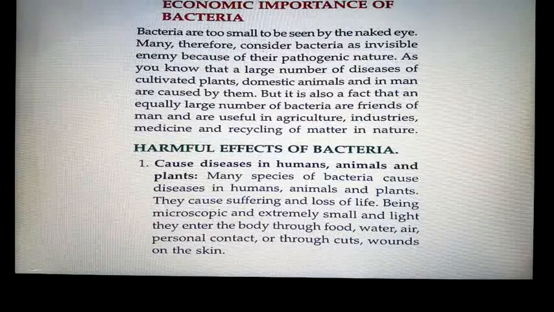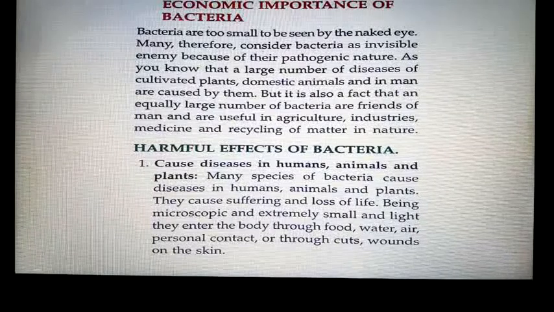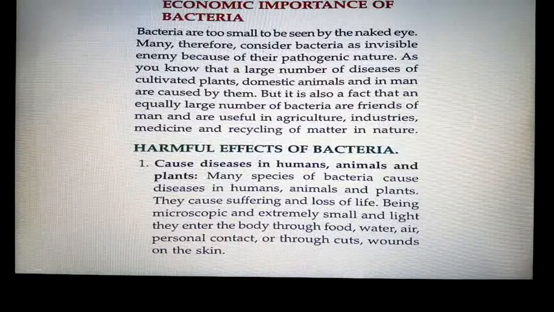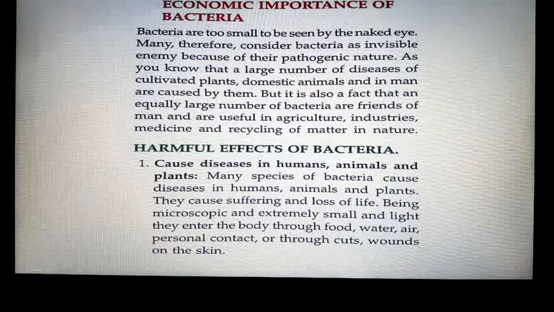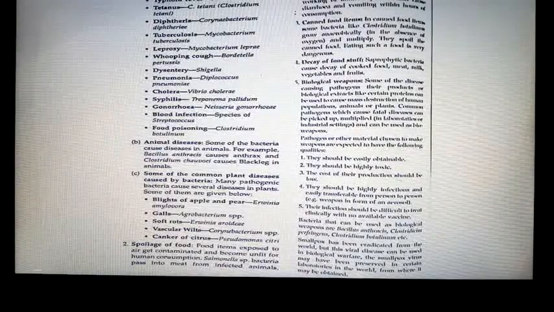Got it? So first we will be learning harmful effects of bacteria. Bacteria cause diseases in humans, animals and plants. Many species of bacteria cause diseases, children. And they also cause suffering, pain, wounds, and sometimes loss of life. They are microscopic, extremely small and very light. They enter the body very easily, either through food, water, air, personal contact when you are going by bus, touch, or through cuts and wounds on the skin. That is how they enter the body of organisms.